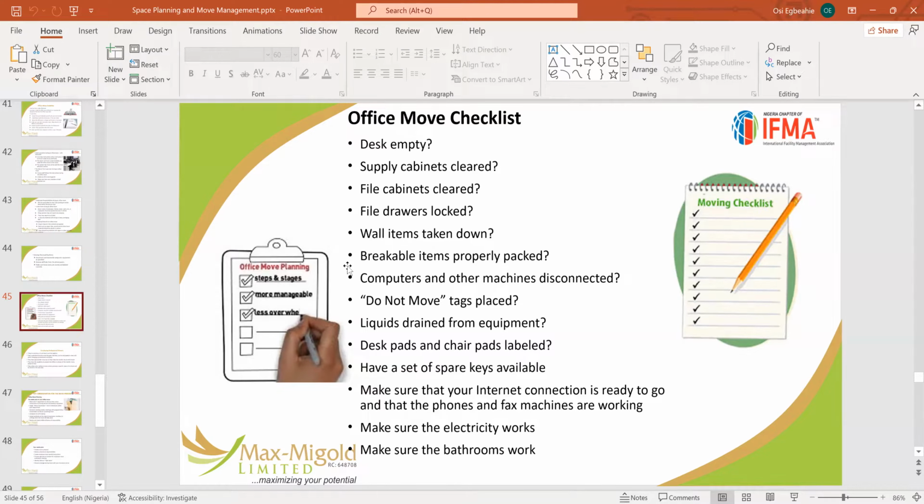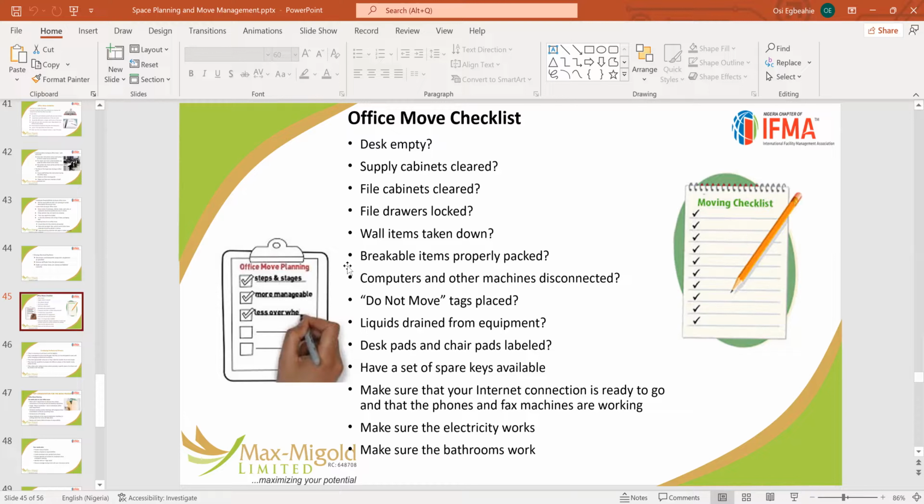File drawers locked, check if they are locked. If everything is fine, you tick. Wall items taken down. Once you have items like TV points, designs, paintings and all those things, once they are taken down, you tick. Breakable items properly packed. You look at the breakable items, the glass items, they are properly fixtured, fastened and packed properly. You tick. Computers and other machinery disconnected. You check. Once it's fine, you tick.